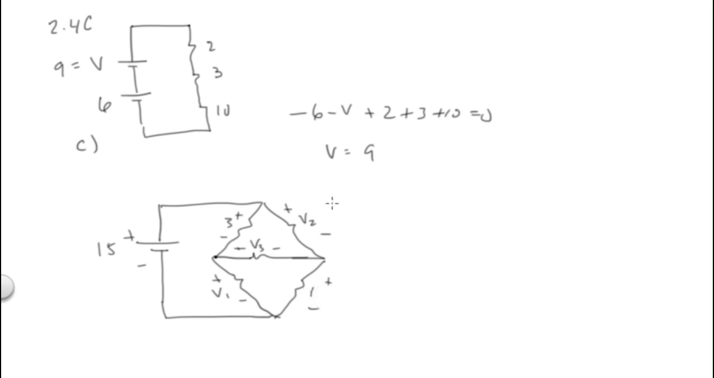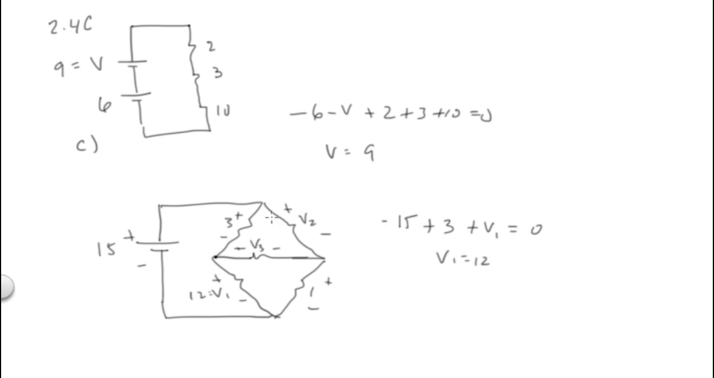So I can look at this and I can say, okay, I can go around this loop and get V1. I can go around this loop, kind of a strange loop, and get V3. I can go around this loop and get V2. So let's try that, okay? Minus 15 plus 3 plus V1 is equal to 0. V1 had better equal 12. So I'm going to put a 12 over there. 12 equals V1.